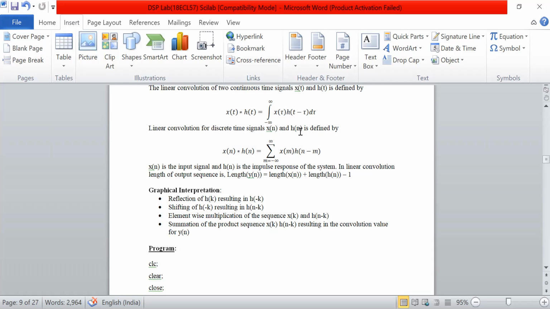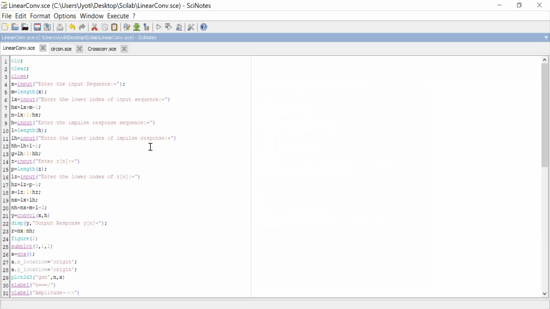Then we'll go to the next part, the programming part. I'll go to Scilab first, then I'll explain the programming part there itself. You have to type the program for the linear convolution in the Scilab editor window. Then see here, I'll explain this program, how it will work. CLC, clear, close: you already know. In the previous videos I explained what the CLC will do, what the clear will do, and what the close command will do.